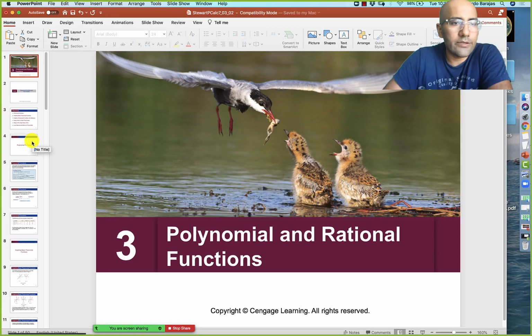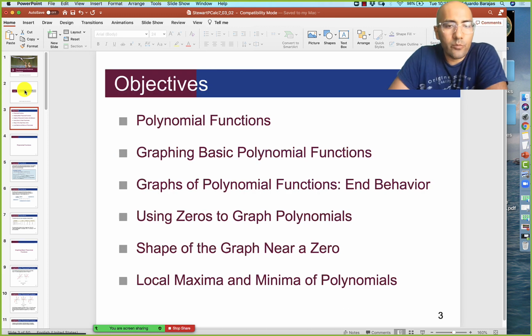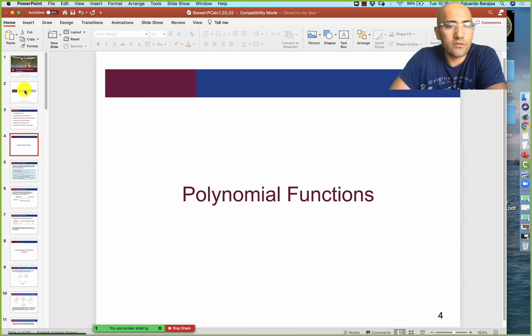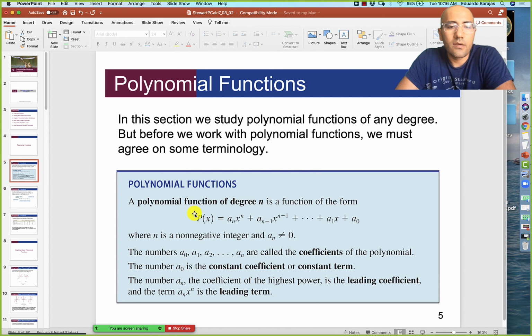Okay, section 3.2. Here we're going to look at polynomial functions and their graphs in a more general format. We're going to look at polynomial functions, graphs of basic polynomial functions, graphs of polynomial functions with respect to their end behavior, looking at zeros of graphs of polynomials, the shape of the graph near zero, and then local maximum of polynomials. So again, the general form of a polynomial in a standard polynomial form can be written this way.